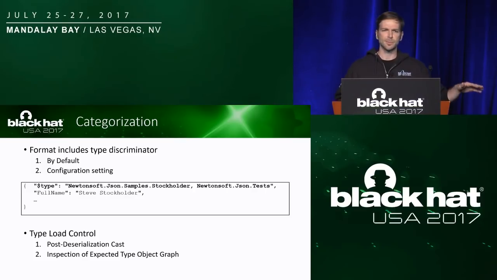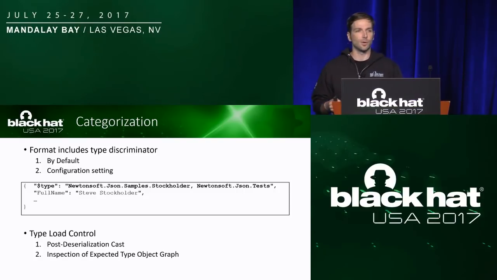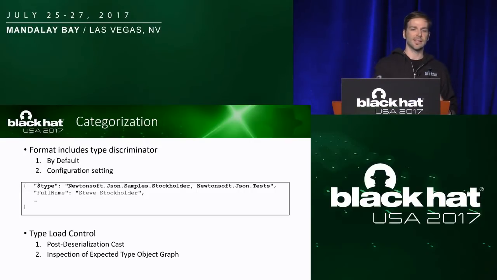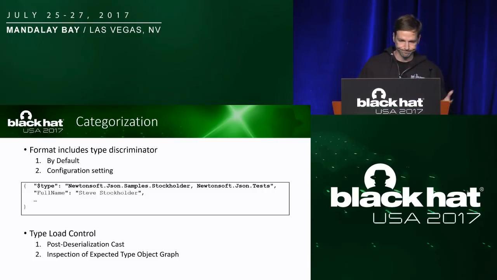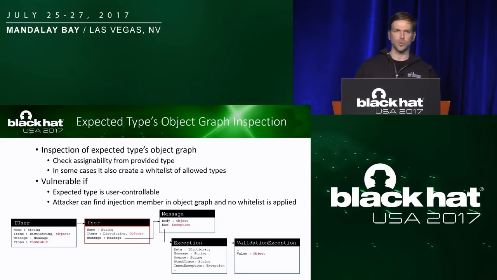And then the second factor is how they control which classes or which types are going to be instantiated during deserialization. Some libraries perform just a post-deserialization cast operation, which basically offers no protection at all, because by the time you get the cast exception, the deserialization has completed and the payload has been executed, so you are already in trouble. The other type control that most of the libraries do is what we call the inspection of the expected type object graph.